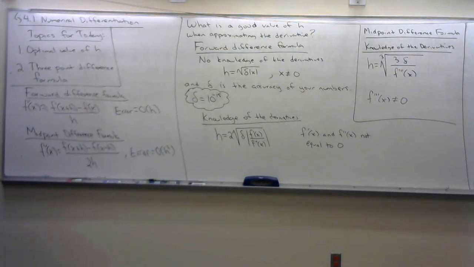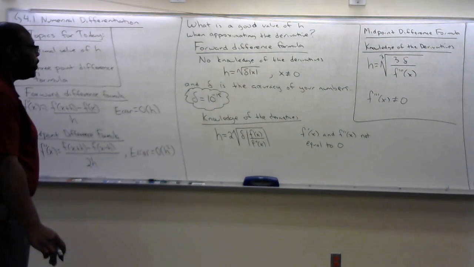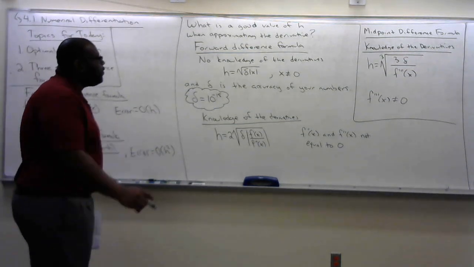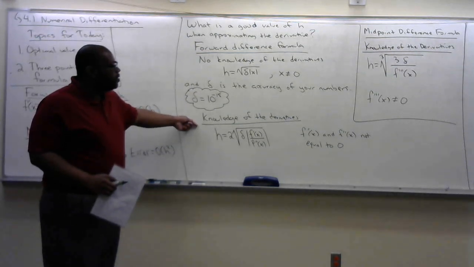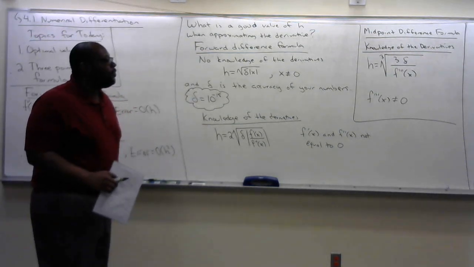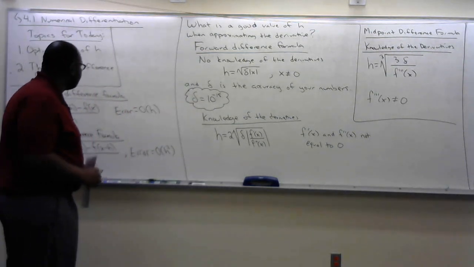So let's look at each one of these. Let's look at an example with each one of these. For the forward difference method, I'm going to use the one where we have no knowledge of the derivative, then knowledge of the derivative, and then the midpoint difference formula with knowledge of the derivative.